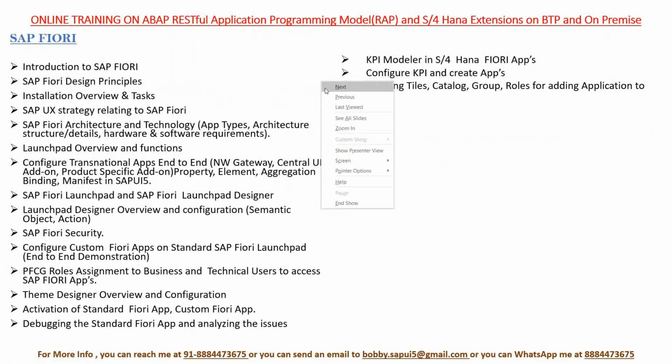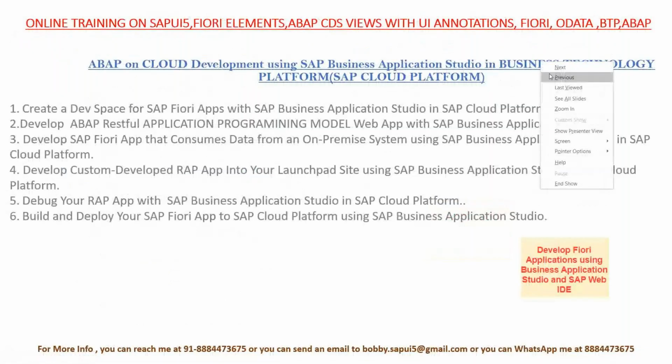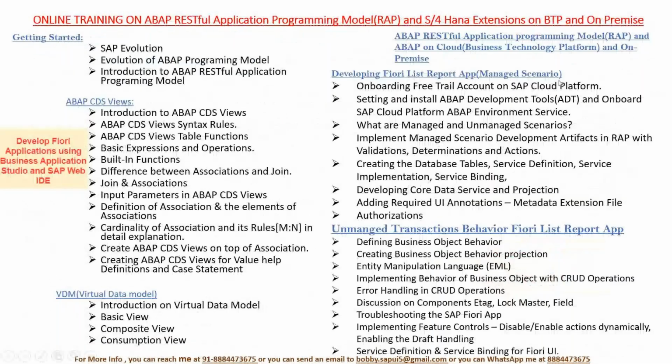Then we will be going for S4 HANA in-app and side-by-side extensions. Then, last but not least, we will move to the ABAP RESTful application programming model on BTP as well as on-premises system. We will develop list report object page, managed use case, unmanaged use case.